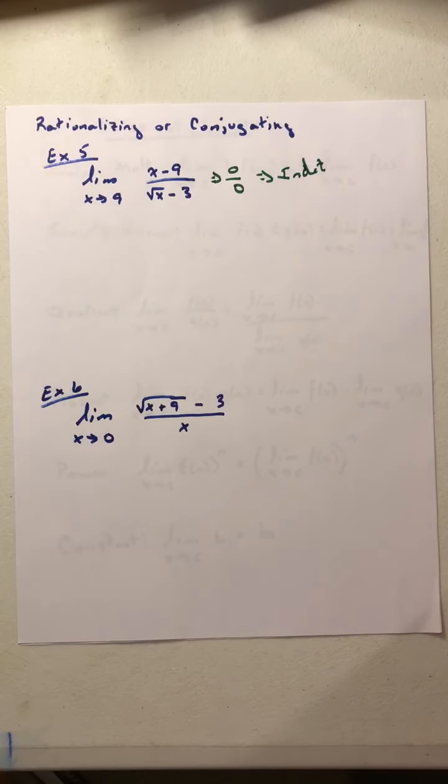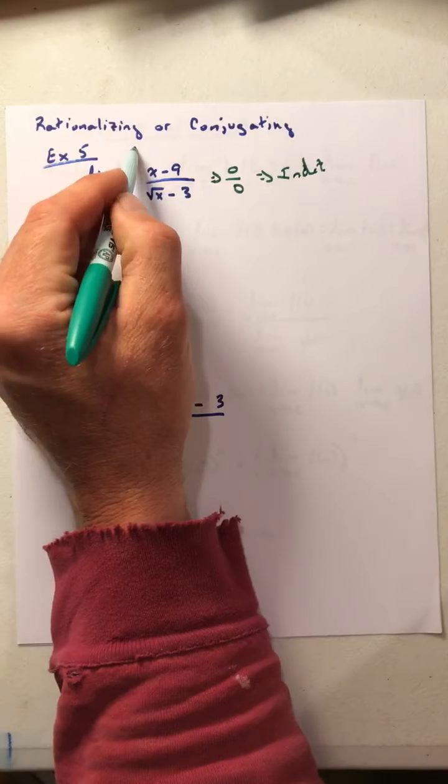Indeterminate. So what does that tell me to do? Well, I got to factor. Can we factor x minus 9? And yes, actually we can. I know we told you back in Algebra 2 you can't. But x minus 9 does factor.